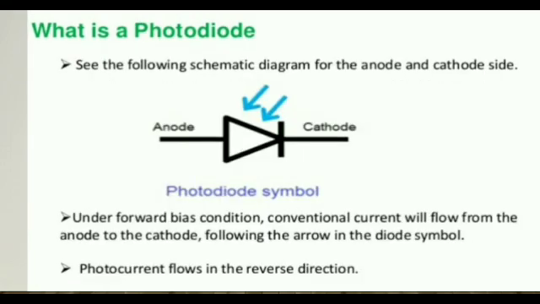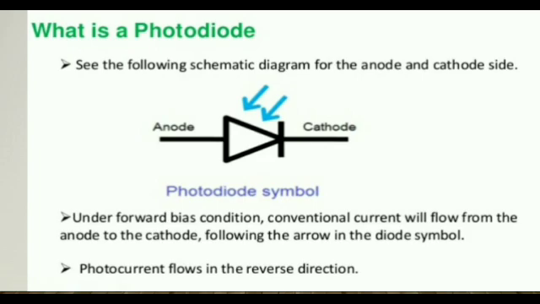Next, just see the symbol of the photodiode. This is the photodiode symbol. Except for these arrow marks, it is an ordinary PN junction diode. If arrow marks are present like this, it is a photodiode. Under forward bias, the conventional current flows from the anode to the cathode, following the arrow marks in the diode symbol. The photocurrent flows in the reverse direction.